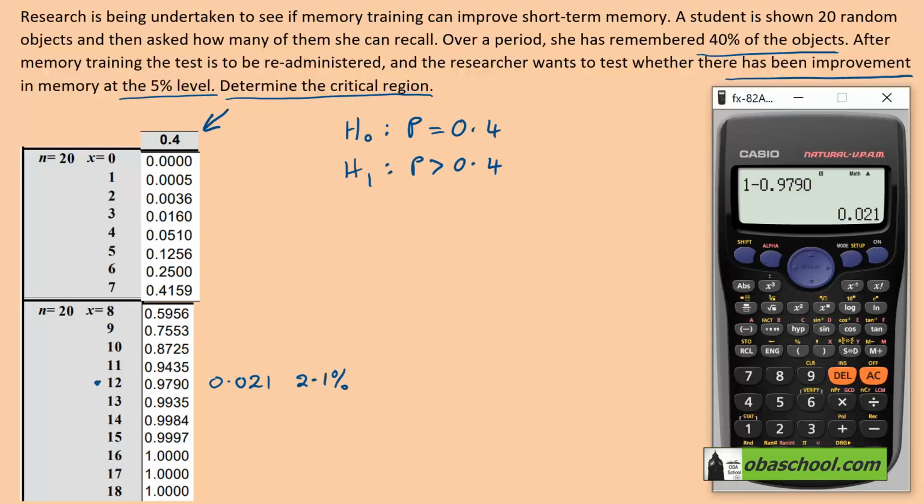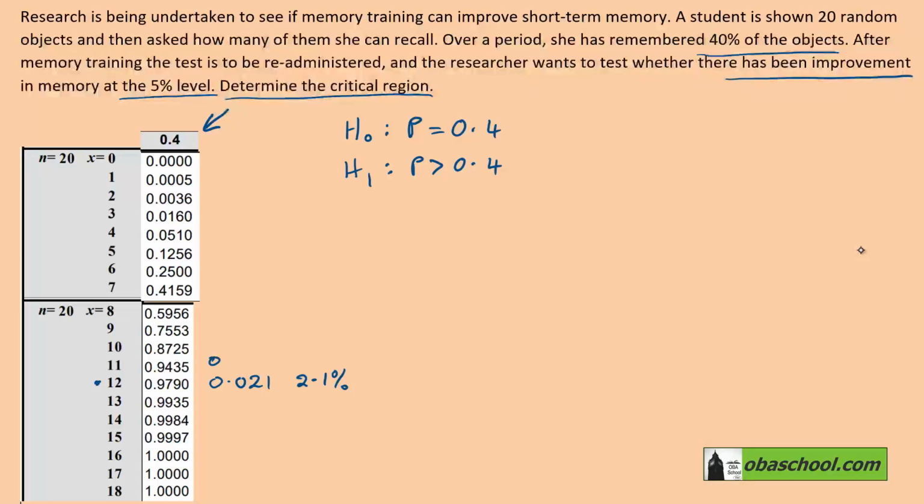If we go to the next one, 0.9435, 1 take away 0.9435, that's 0.0565, which is 5.65%. So that's too big. We're testing at the 5% level.